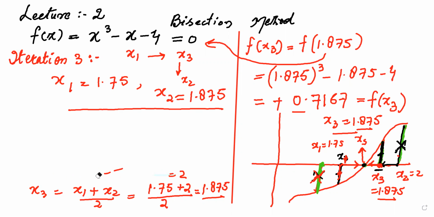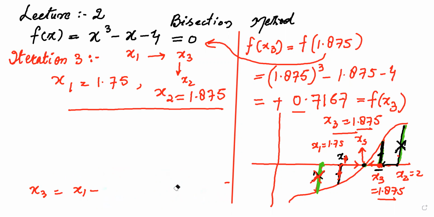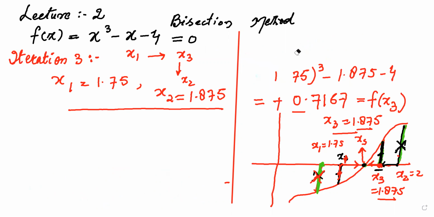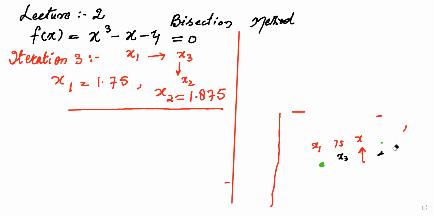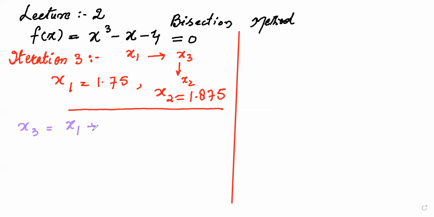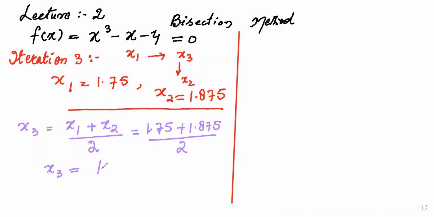Let me go ahead with the third iteration. It's now easy for us. We have to do it repetitively. So my third iteration: x3 will be x1 plus x2 divided by 2. That's equal to 1.75 plus 1.875 divided by 2. This is the new value of x3. And the value of x3 becomes equal to 1.8125. Fine, this is the x3.